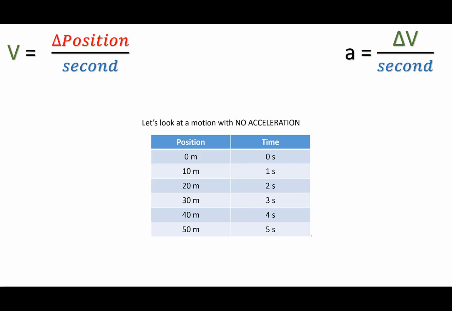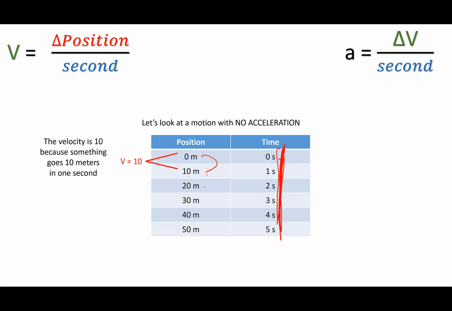So we're almost done. Let's look at a motion with no acceleration. Imagine that you're taking a video of a motion, and every single second you write down how far it went. So at the beginning, it's at 0 meters, 0 seconds, 0 meters, but then 1 second later, it's at the 10 meter line, then 2 seconds, it's at the 20, and so on and so on. Because this is just 1 second at a time, it's really easy to figure out the velocity in meters per second. It's just however many meters it goes, right? So that goes 10 meters in a second, so it's 10 meters per second.